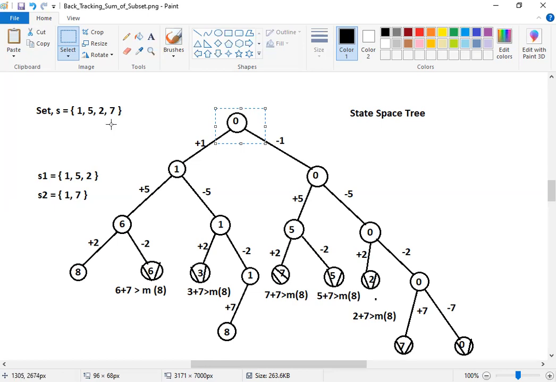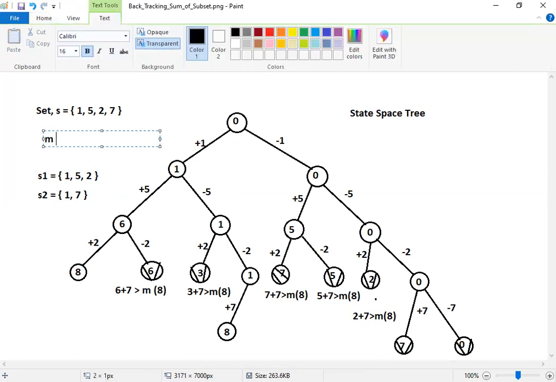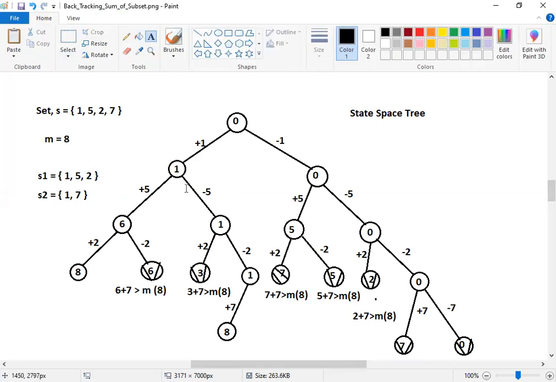Now this entire tree that we have drawn here gives us the state space tree, wherein we try to figure out the sum of the subsets whose value is going to be 8. The m value here was given as 8. So what we figured out by drawing this state space tree was that there are two different possibilities in which we can get the proper subsets.